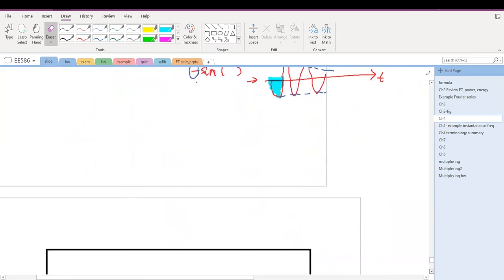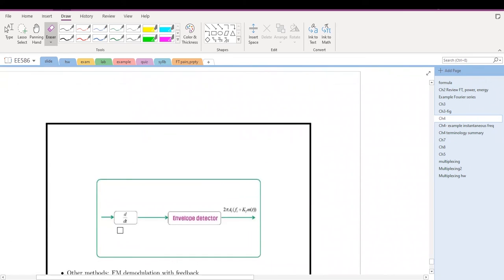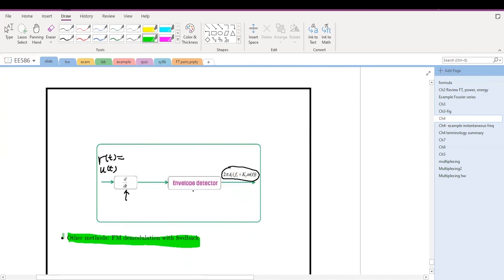This is the diagram of the demodulator we just talked about. This is u(t), and this is r(t), the received signal, which equals u(t). We're assuming ideal transmission. First of all, you take the derivative with respect to time, and then you pass it through the envelope detector, and then we're going to obtain this portion. This portion is the amplitude of the derivative. There are other methods of demodulation, and we do not discuss them here.